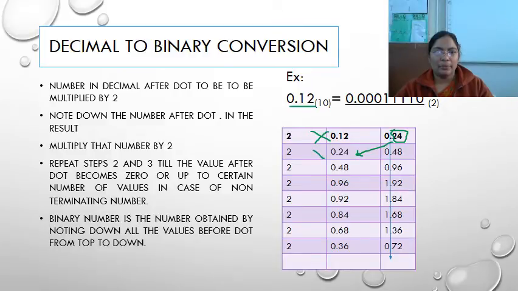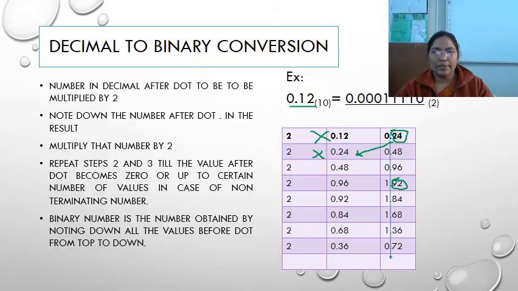Now 2 multiplied by 0.24, how much is it? 0.48. Now 0.48 multiplied by 2 is 0.96. 0.96 multiplied by 2 is 1.92. You see, here only 0.92 is to be considered for further multiplication. The 1, you just keep it like that. Okay, don't worry about it.